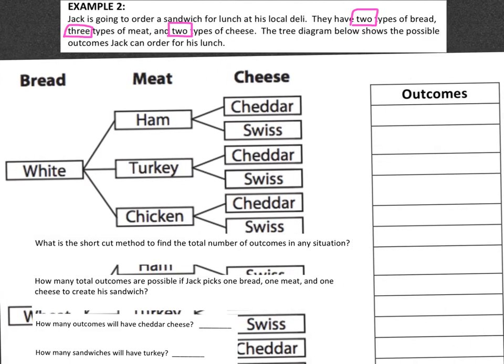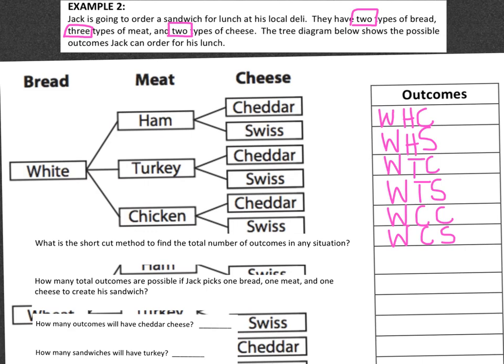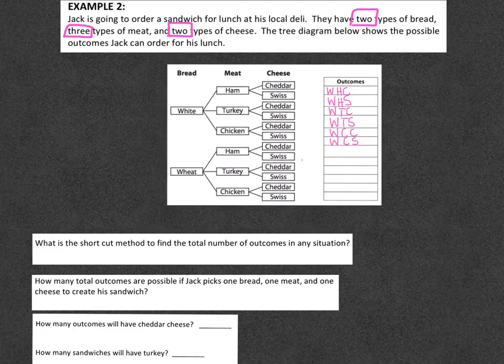If I put these larger and I follow the path and then I write on it, I could have white bread with ham and cheddar. I could have white bread with ham and Swiss. Still white bread, but now turkey and cheddar. White bread, turkey, Swiss. White bread, now switch to chicken and cheddar. White bread, chicken, and Swiss. And then I could do the same thing, but then switch to the other type of meat. So that's how the table would work out.